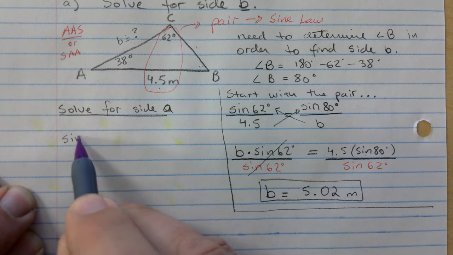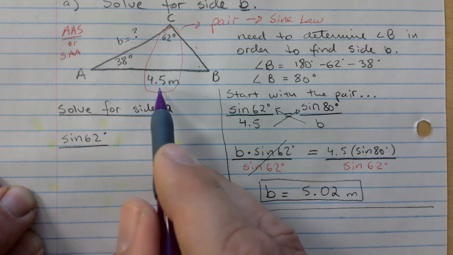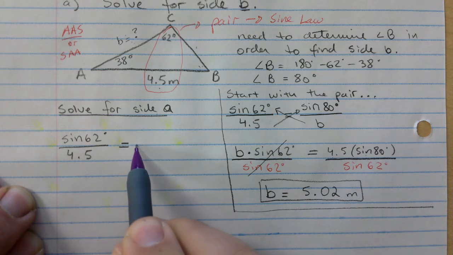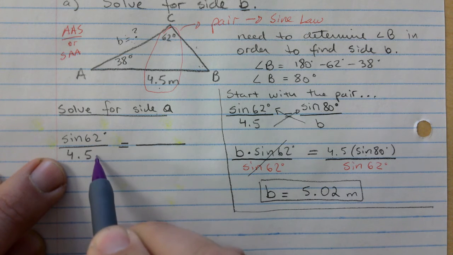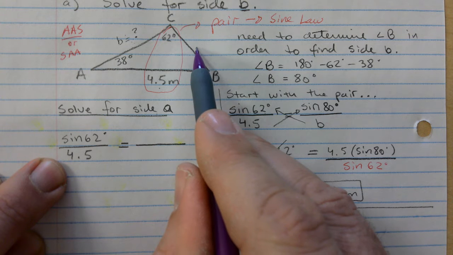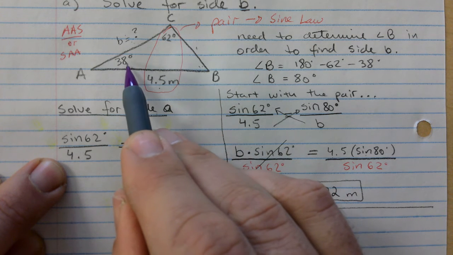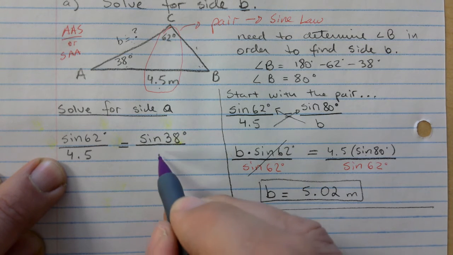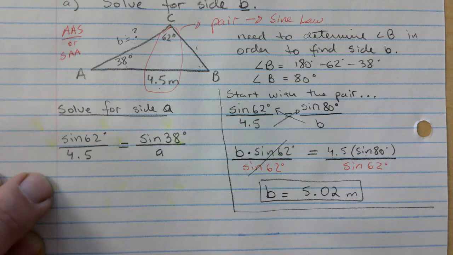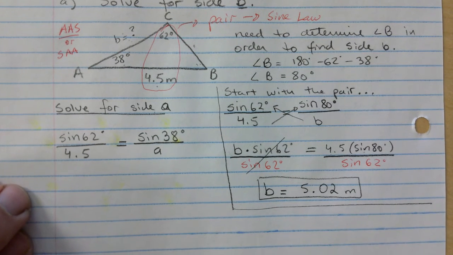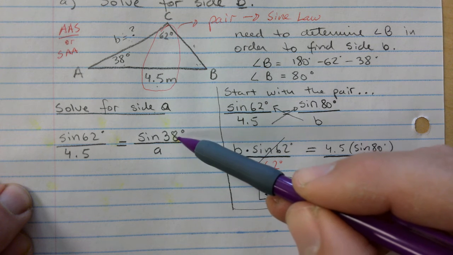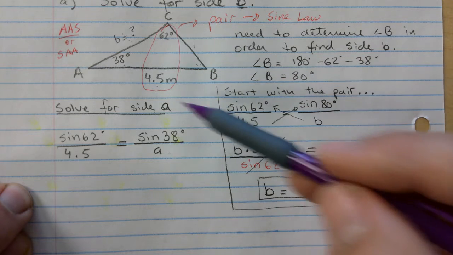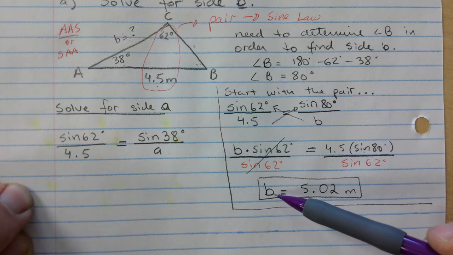Start with the same pair that you were given at the beginning, okay? Do the same thing. And now, this is known. You want side A, which is over here. You need to use the angle that's across from it in your setup. And so this is A. All right? So the angle across from A goes here, and this is our unknown. I'm using the same pair that I started with when I was solving for side B.